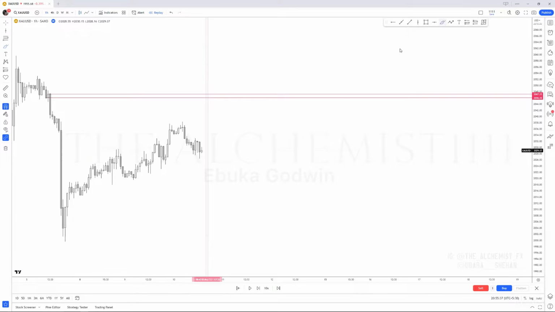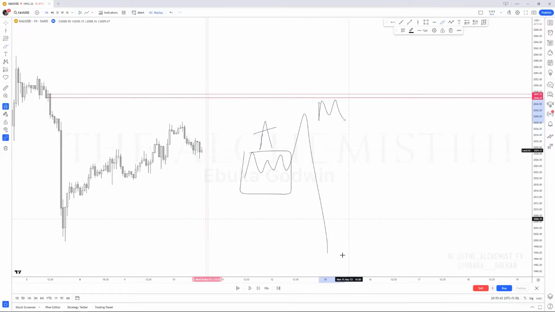Like London takes Asia, gets taken out by London. This is the power of three, right? Accumulation, then manipulation, and then distribution. Okay, so normally let's say we had Asia here. Say we had Asia here. Let's say we have a higher time frame key level here.